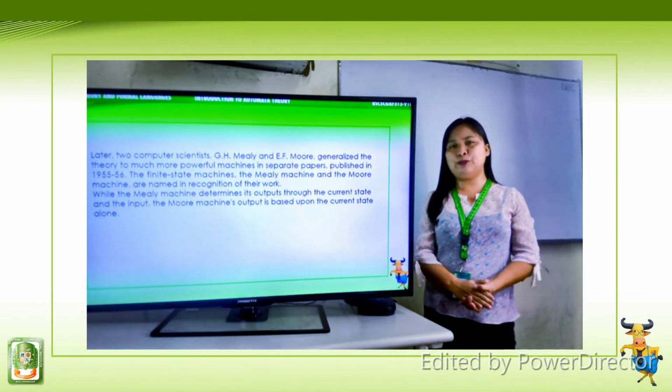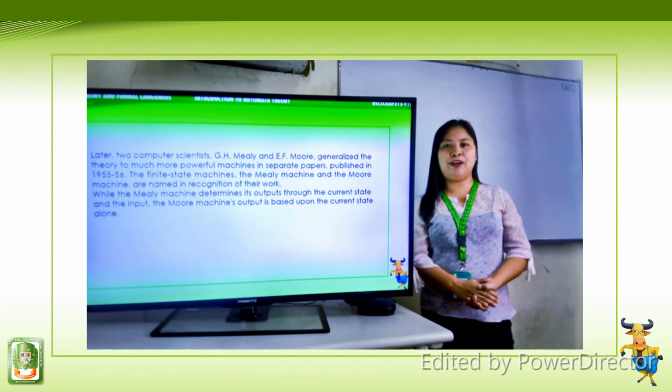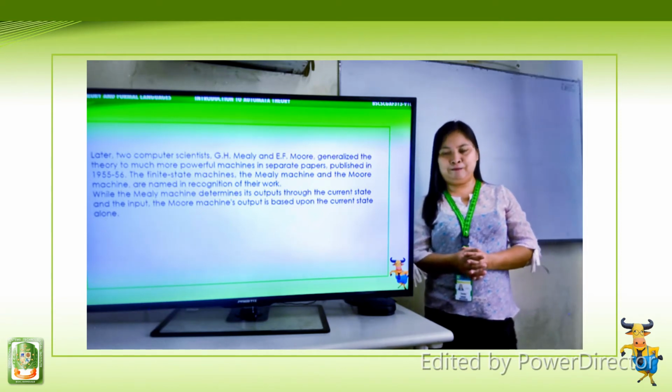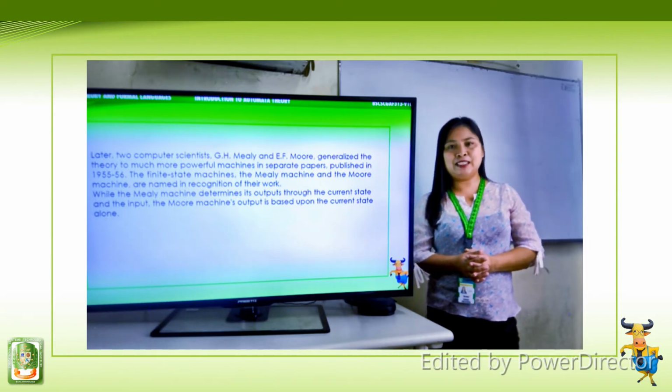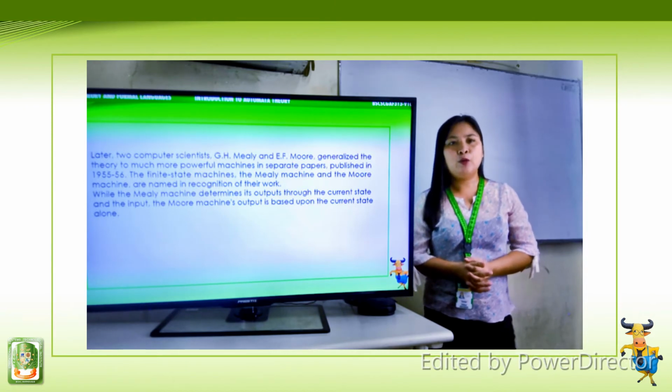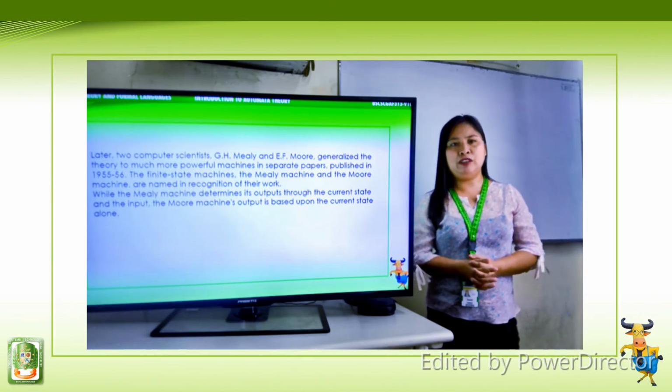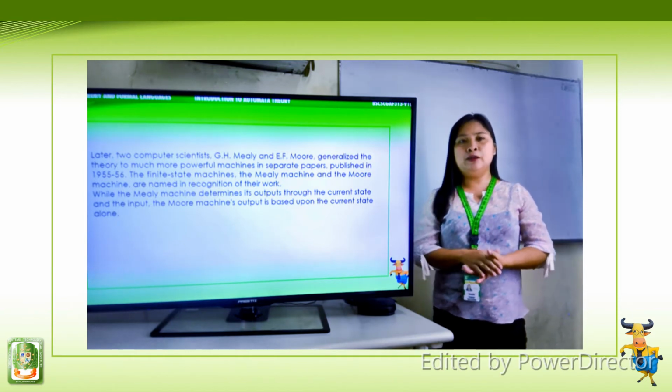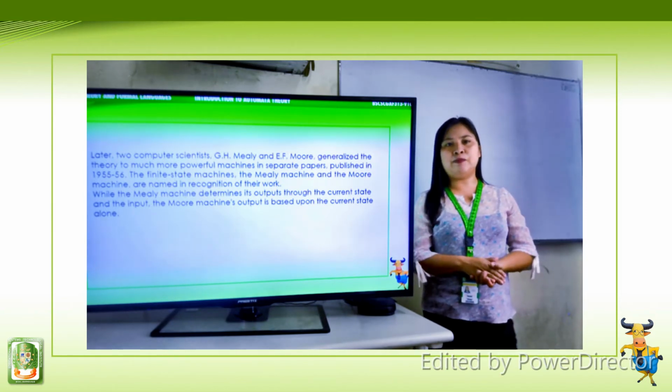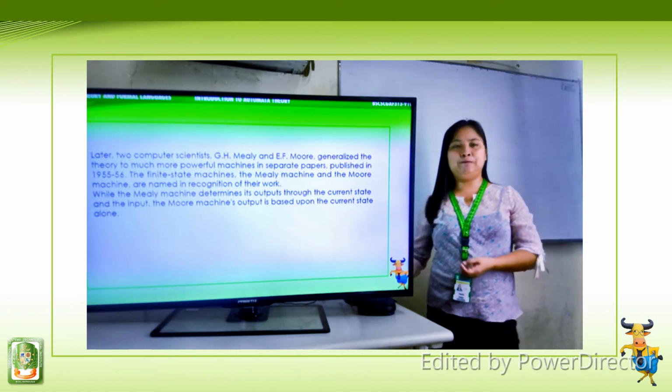So kung ma-obserbahan ninyo, yung kanilang paper ay parang binase sa kanilang mga surnames. While the Mealy machine determines its output through the current state and the input, the Moore machine's output is based upon the current state alone.